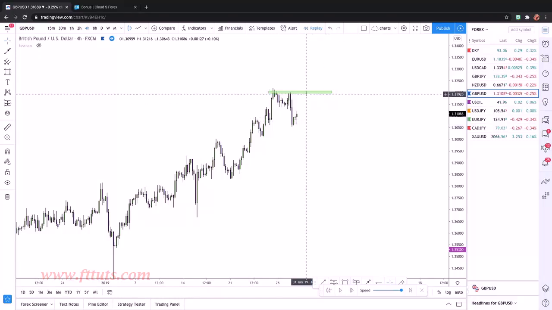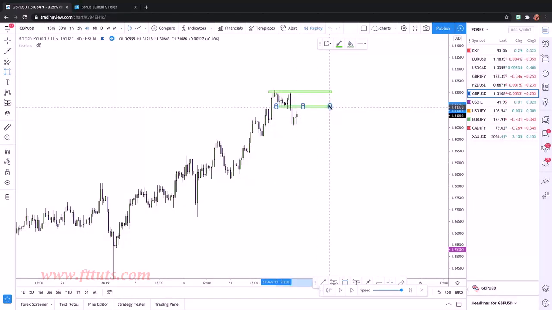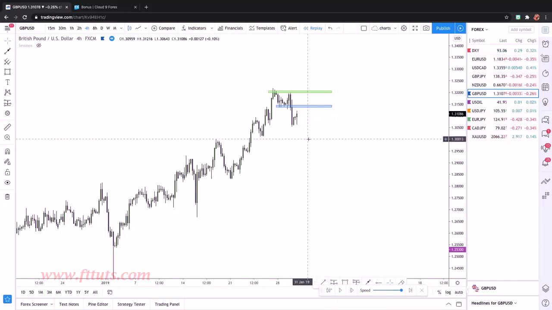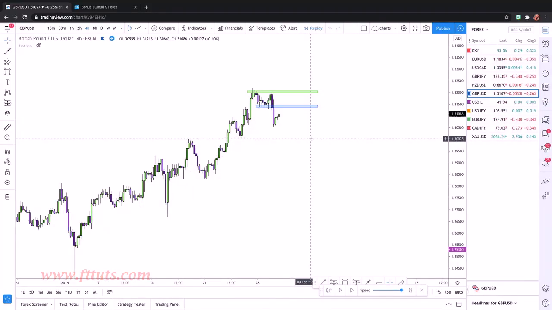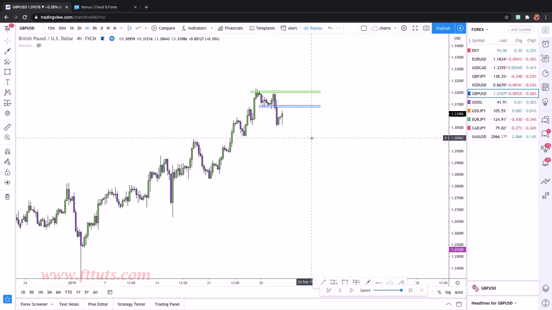So what we want to do is mark up a level right here. This is where price failed to go above, and it also created an M pattern, a double top. Once an M pattern forms, it starts to reverse, and we have minor structure right here. Okay. So what ends up happening is we also have structure right here.